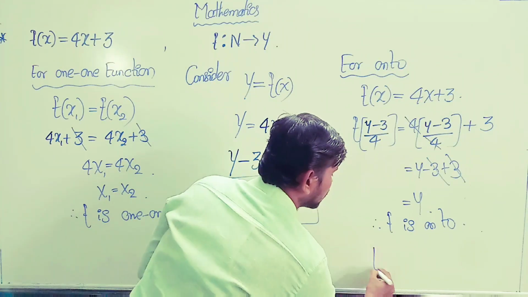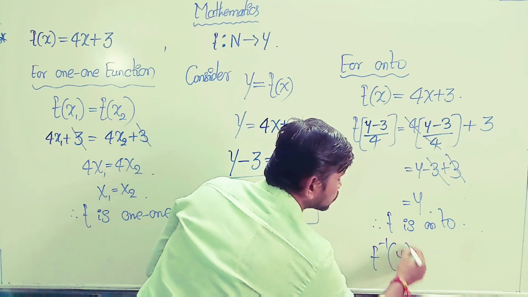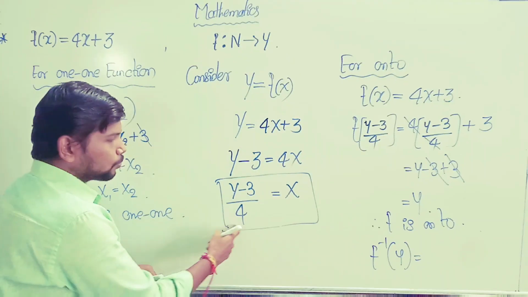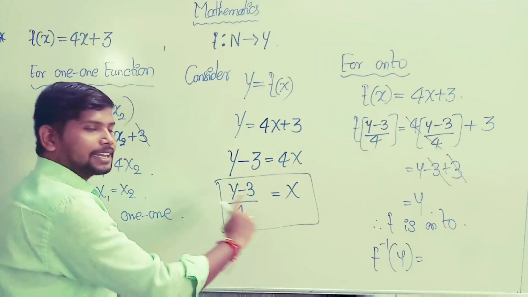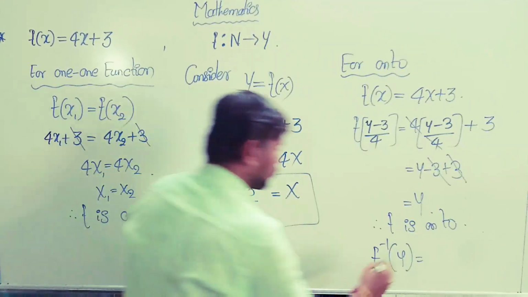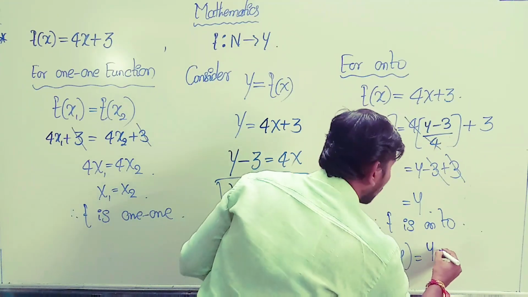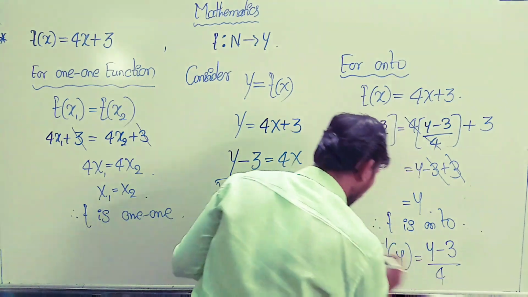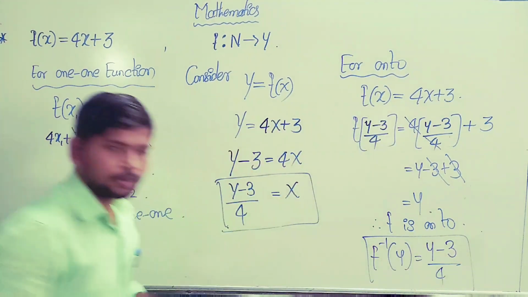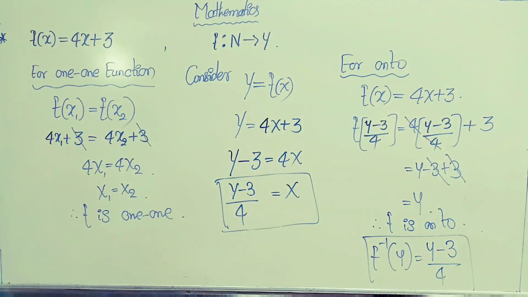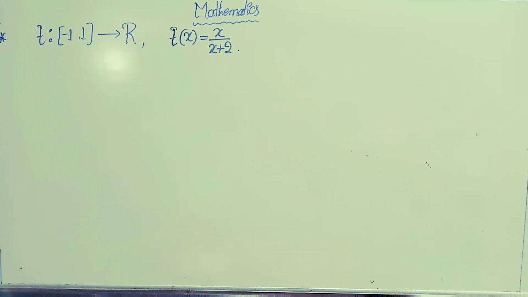What is the inverse of the given function? f inverse of y is equal to whatever the x value is, that is nothing but f inverse of y. What is f inverse of y? y minus 3 divided by 4. This is our f inverse of y. Understood properly? Observe the next question in this part.